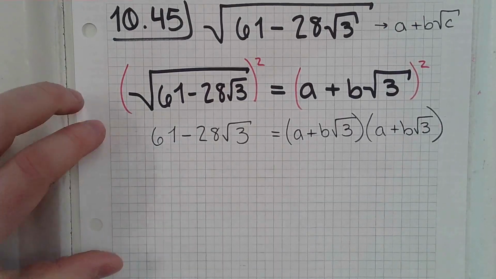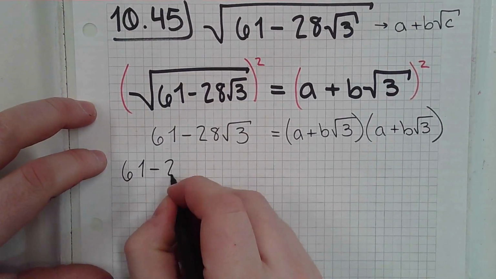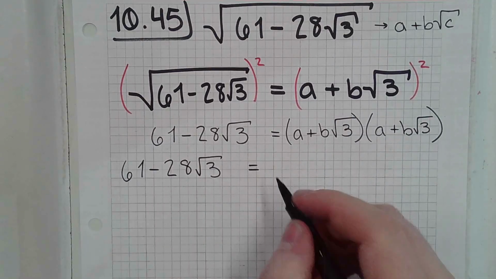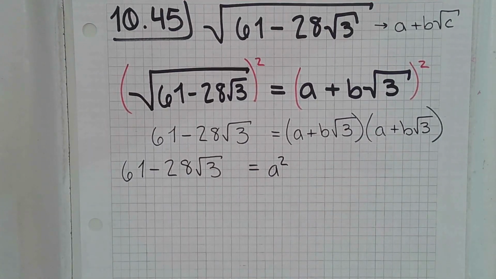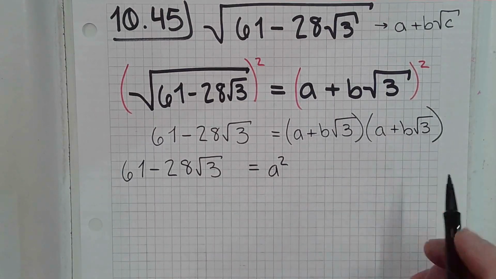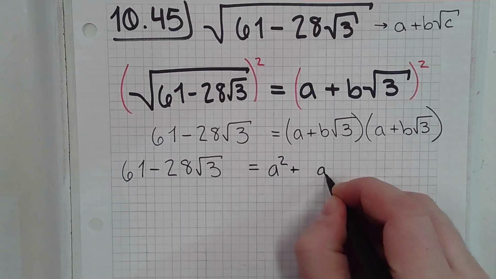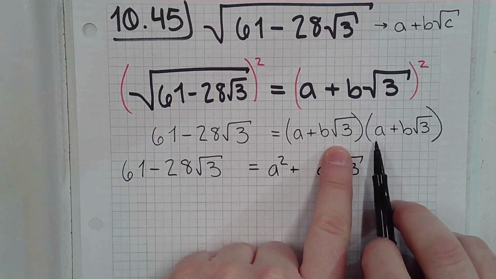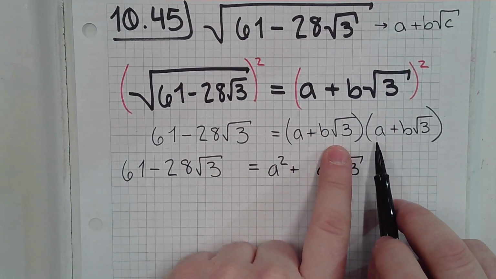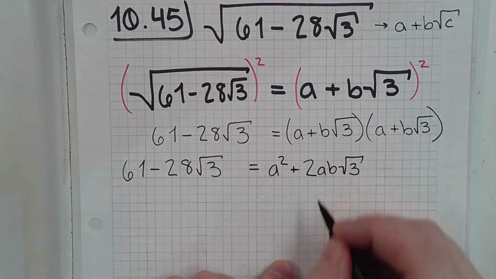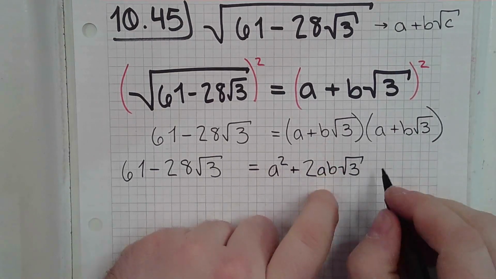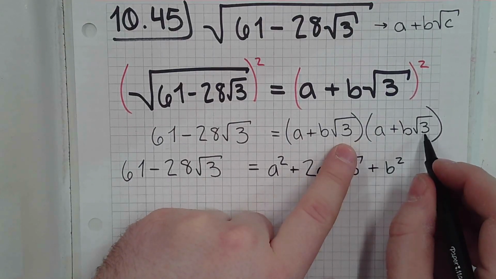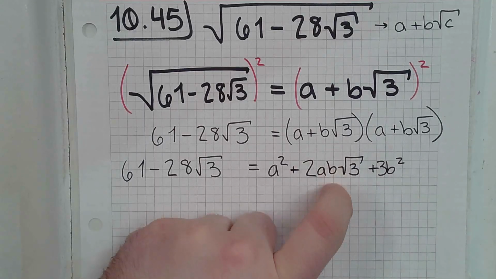Cool. So this is what I have now. This I'm just going to keep the same, 61 minus 28 root 3. And over here, if I distribute, I'm going to get a times a, which is, of course, a squared. I'm also going to get a times b root 3, and it will be positive, so ab root 3. And you'll notice I'll get another one, right here. And that's what happens when you times something by itself. The middle thing, you'll always get the same thing twice, so I'll get 2 of those. And then, of course, to end up, I'll get b times b, which is b squared, and root 3 times root 3 is root 9. And, of course, the root of 9 is just 3.